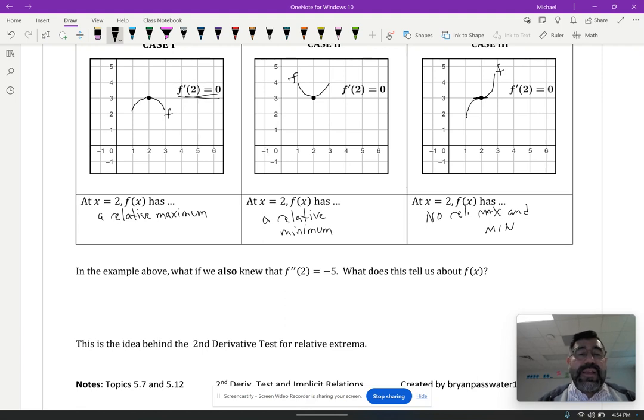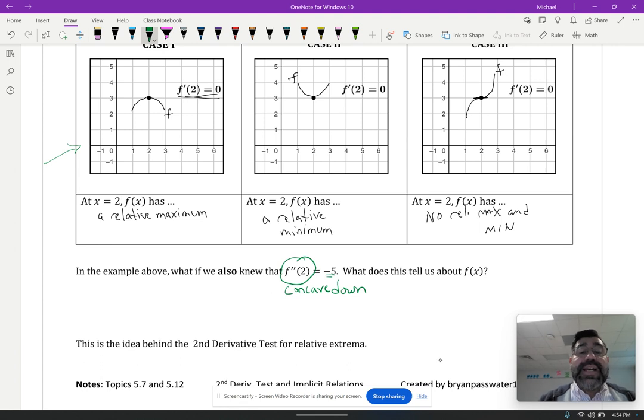What does that mean? Well, from our previous work, we know that the second derivative is related to concavity. And if the second derivative is negative, then I have a concave down situation. And concave down would be a situation like case 1. So we know that f prime of 2 is equal to 0, so we know there's a critical point, and only 3 things can happen. But I also know that the second derivative, which measures concavity, is equal to negative 5. That means it's a negative second derivative. That means that the function is concave down at that point.